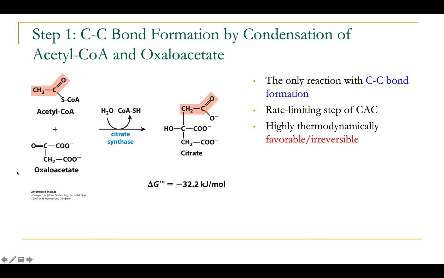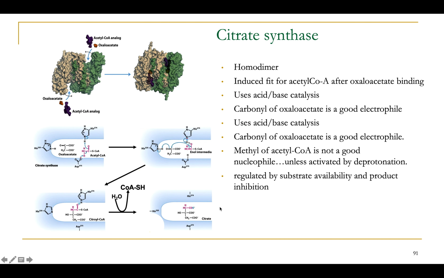The rate limiting intermediate in the whole citric acid cycle is oxaloacetate, which is present in very low concentrations. And without this reaction being highly energetically favorable, the whole citric acid cycle cannot proceed forward. The reaction is catalyzed by the enzyme called citrate synthase.